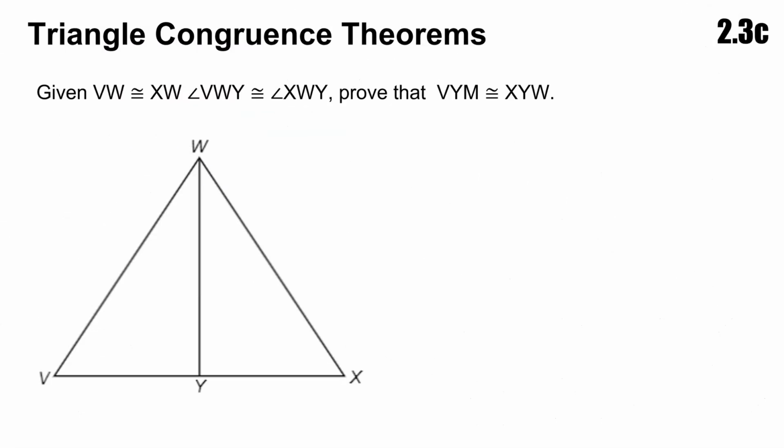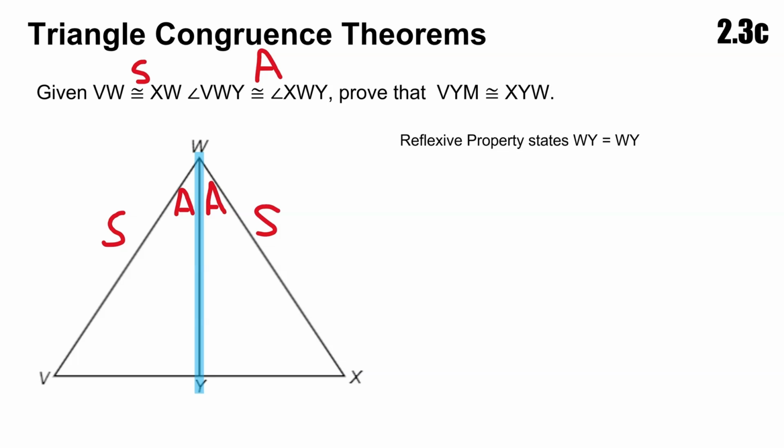The third problem asks to prove that the triangles are congruent. The triangles can be proven to be congruent by stating that each triangle has a congruent side, a congruent angle, and by using the reflexive property, they share a side WY. This triangle has two congruent sides and a congruent angle, and since the angle is an included angle, this is side-angle-side congruence.